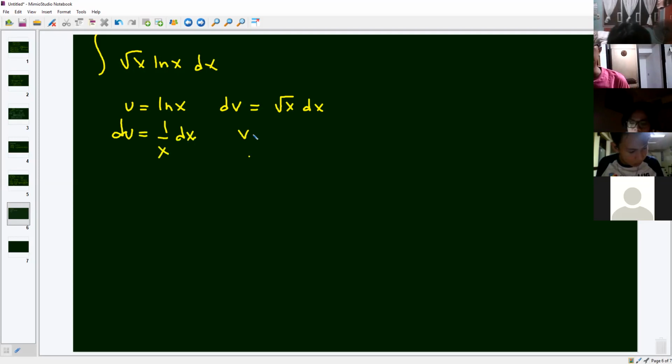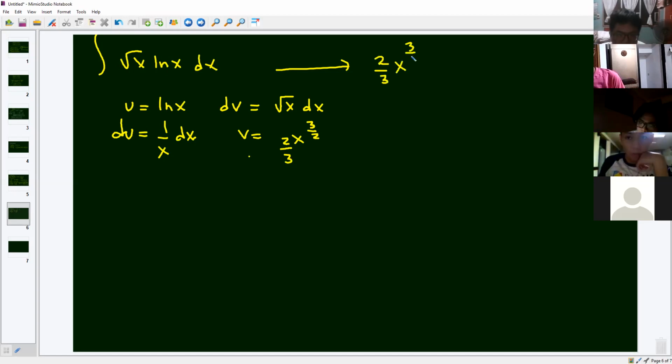And then v is the integral of square root of x, which you know is x to the 1/2. Ang dali naman integrate ng x to a power, which is just add 1, so x to the 3/2. Divide by 3/2, so we have 2/3. There. So the given integral is now uv. Yan, okay na. Ito na si uv. Minus the integral of v du.